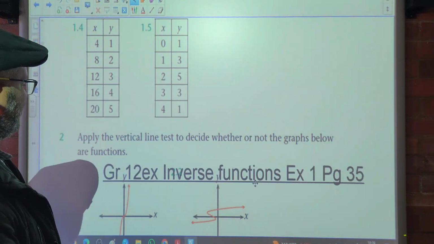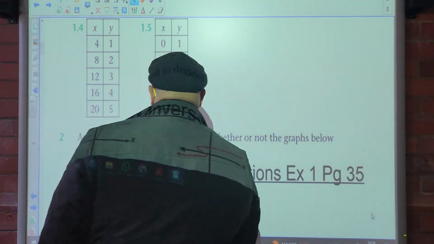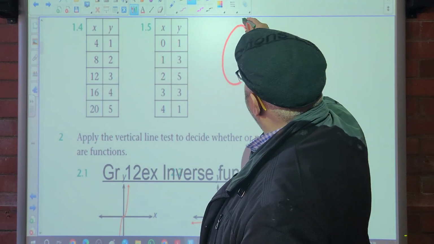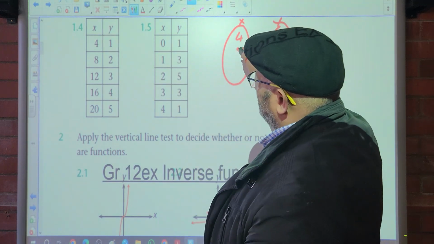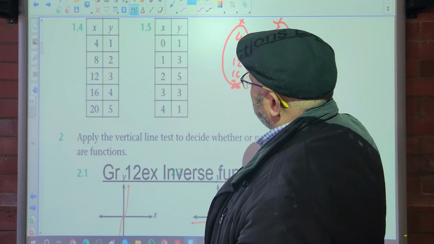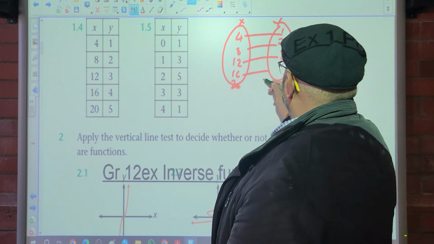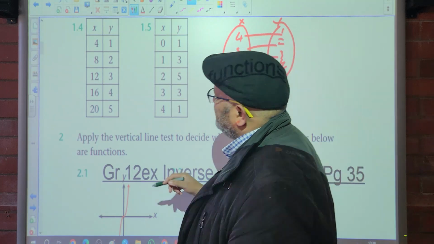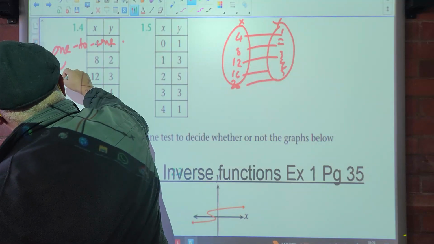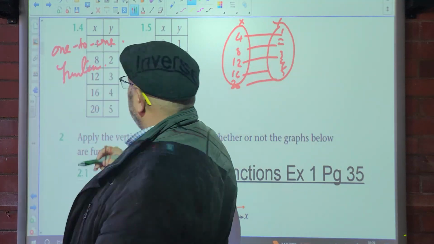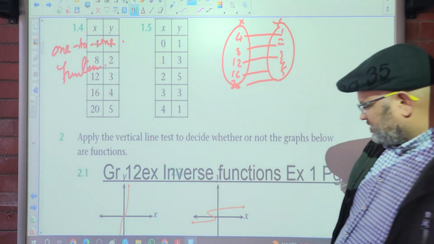Let's go to 1.4. Again, your x and your y. So 4, 8, 12, 16, 20 and 1, 2, 3, 4, 5. People, that's straightforward. This is a one to one, and it's a function. For every one x there's only one y. Okay?